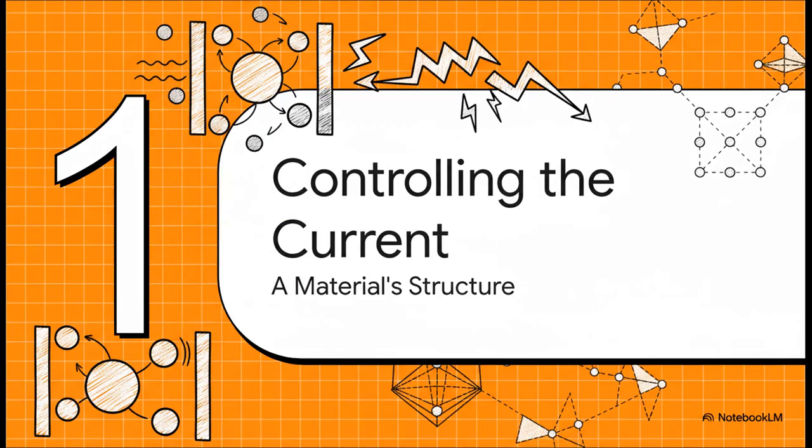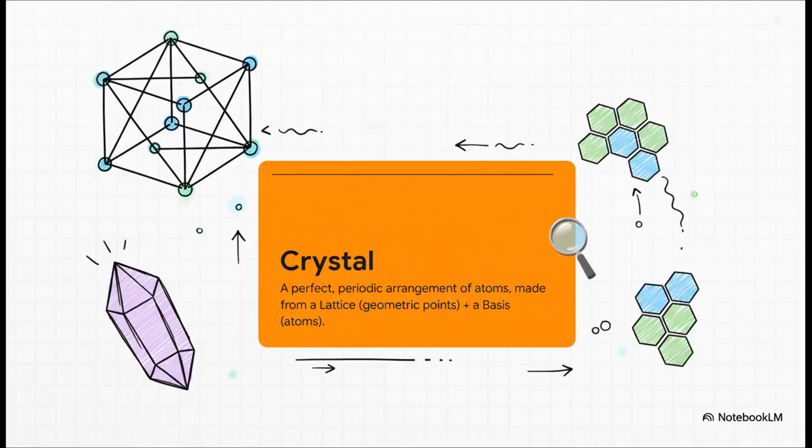Okay, first things first. To really get a handle on this control, we have to ask a basic question. Why do some things conduct electricity and others don't? Well, it all comes down to what's happening on the inside, their structure. It all begins with this beautiful, perfectly ordered structure, a crystal. Just imagine a perfect 3D grid, like a jungle gym that goes on forever. That's the lattice. Now, at every single intersection of that jungle gym, you place an identical group of atoms. That's the basis. Put them together, the lattice and the basis, and bam, you've got a crystal.